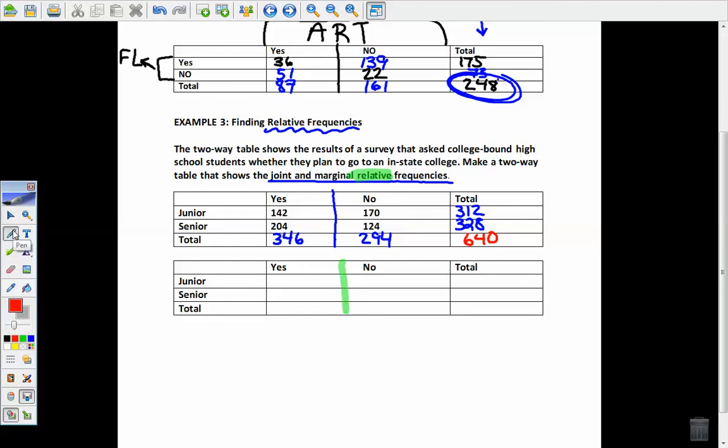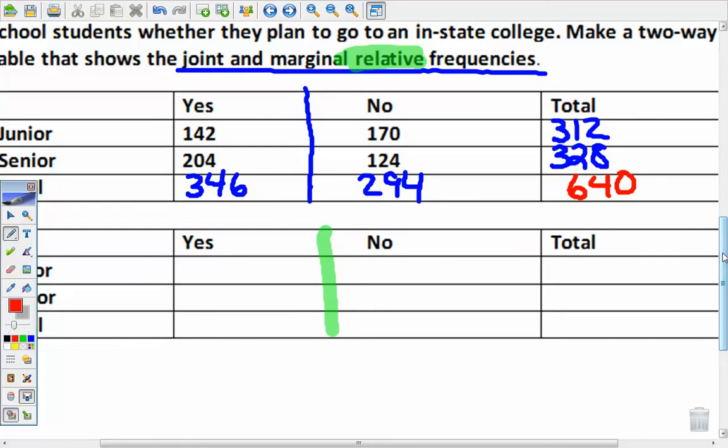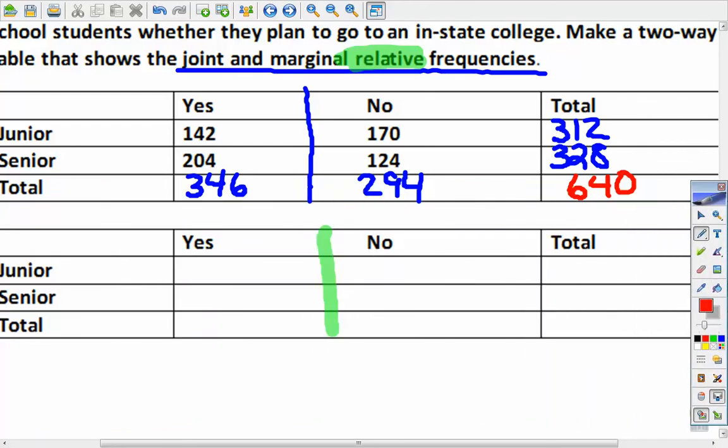Here's what you're doing. I'm going to zoom up a bit on this. All right, kiddos, here's what we're really doing. We're going to take all of these values right here and kind of turn them into a percent as a decimal. What's the total size of the group, guys? 640. What we're really doing here is the following.